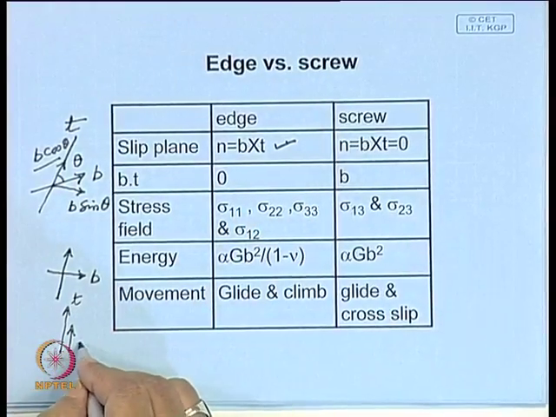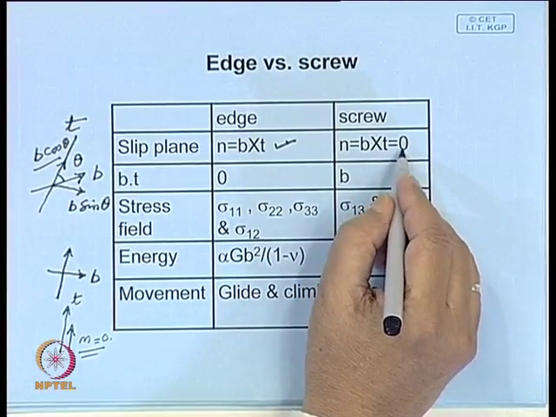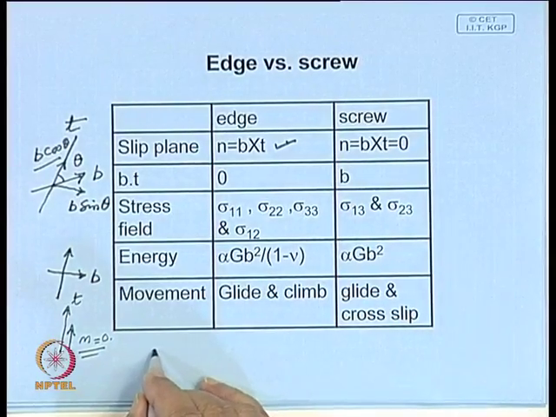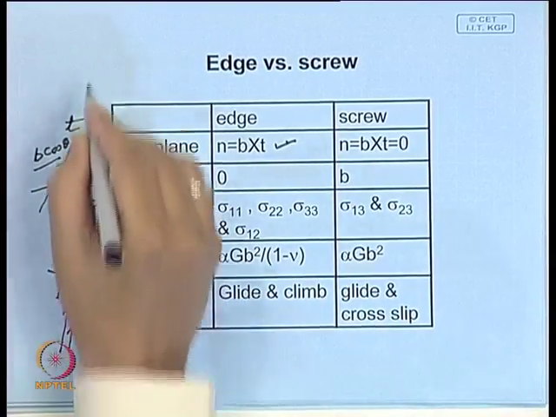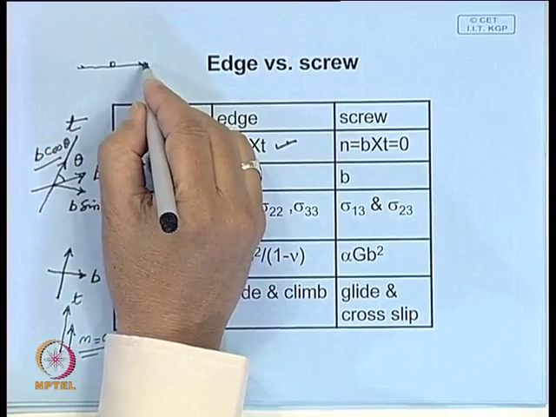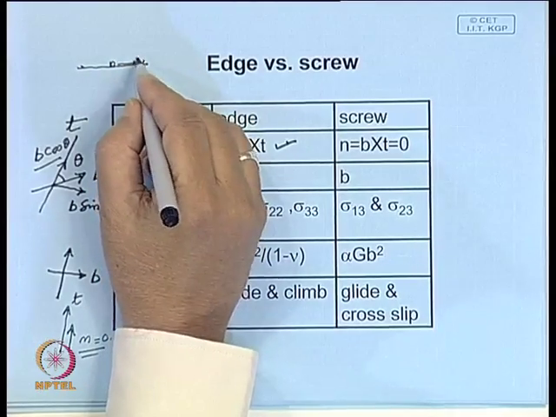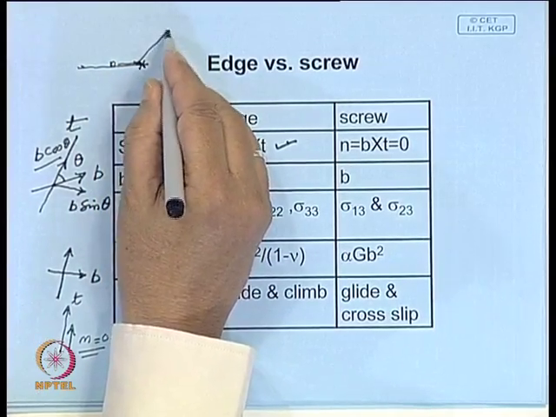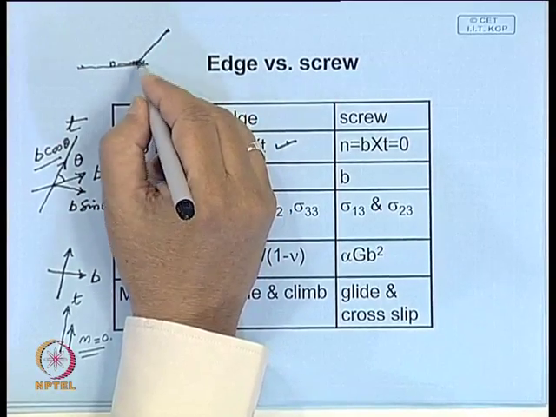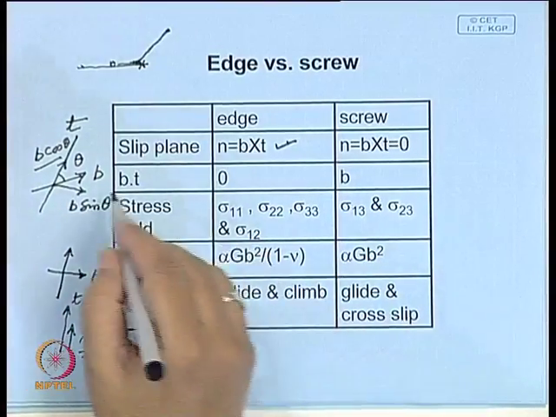So, in this case n comes out to be 0, which means this is more mobile by glide. Suppose there is a screw dislocation moving on this plane, it meets an obstacle here, it cannot go beyond this. At that time, if there is another slip plane like this, there is a possibility it can move on this. This movement is known as cross slip, which is listed here.